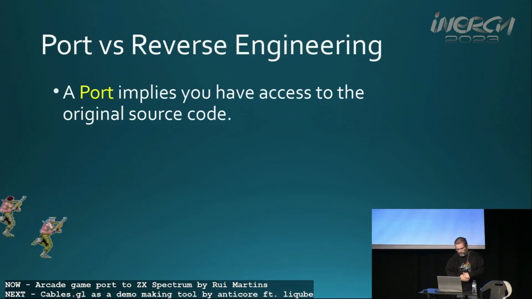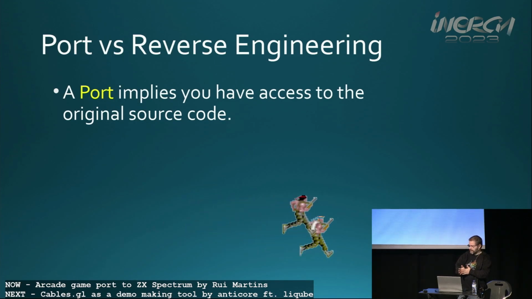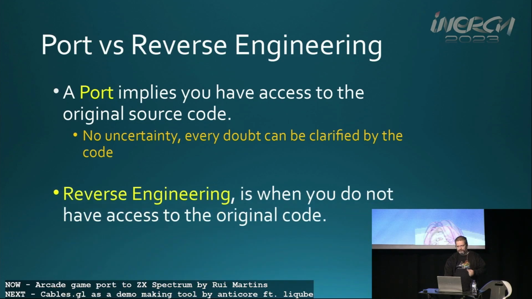So the challenge is to make a port, but the port implies you have access to the original source code. That's why you're porting, right? But usually, when you have a port, there is no uncertainty. Every doubt you can look at the code and just check it and implement it some other way if needed, but you have no doubts. Just look at the code.